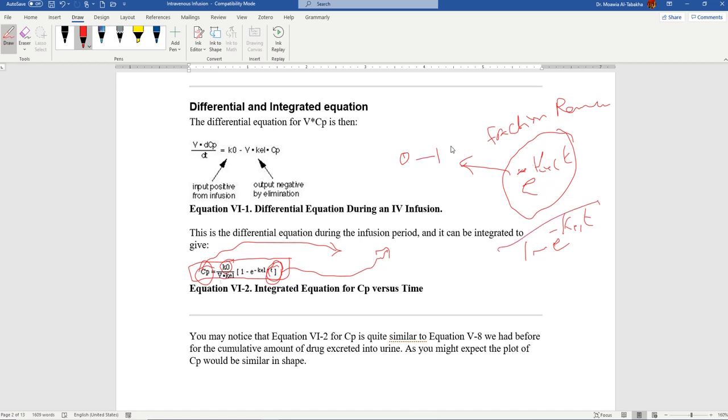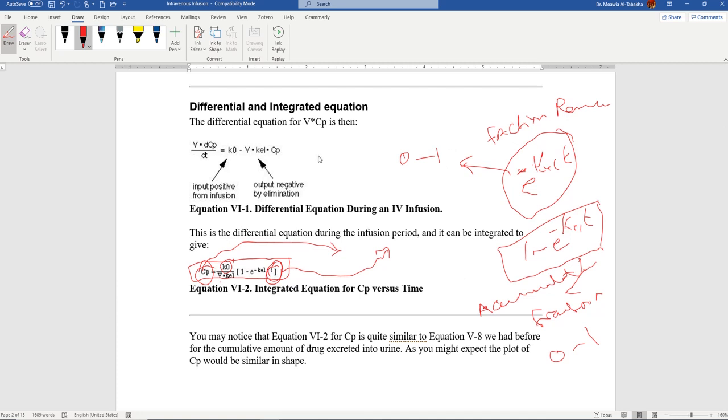What about this one? This we call the accumulation fraction. And it also ranges from 0 to 1.